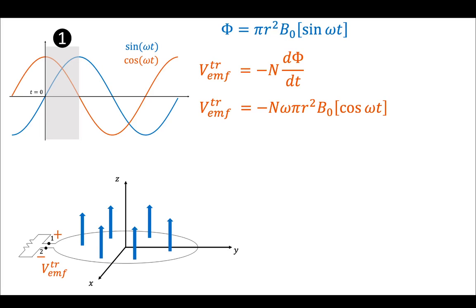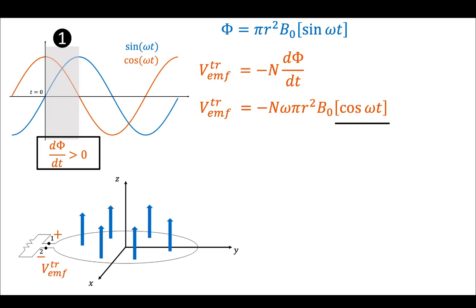So the first region we'll call region 1. In this region, we have the sine omega t, so the magnetic flux is positive and increasing. The sine wave in blue is positive, it's above y equals 0, and it's increasing in this region 1. In this region 1, we want to look at the transformer voltage and figure out if it's going to be positive polarity or negative polarity, which direction the current is flowing.